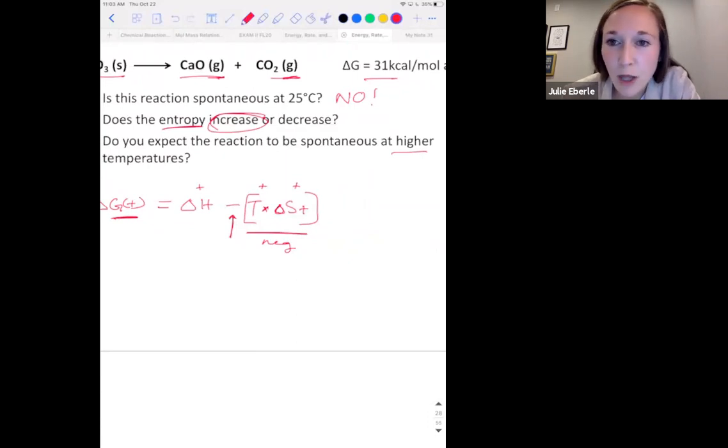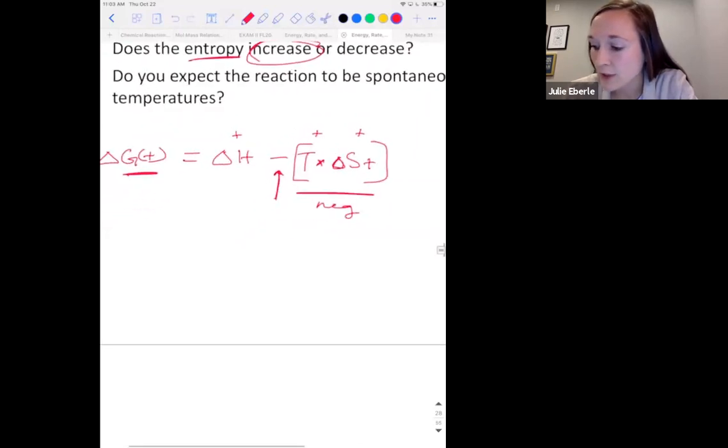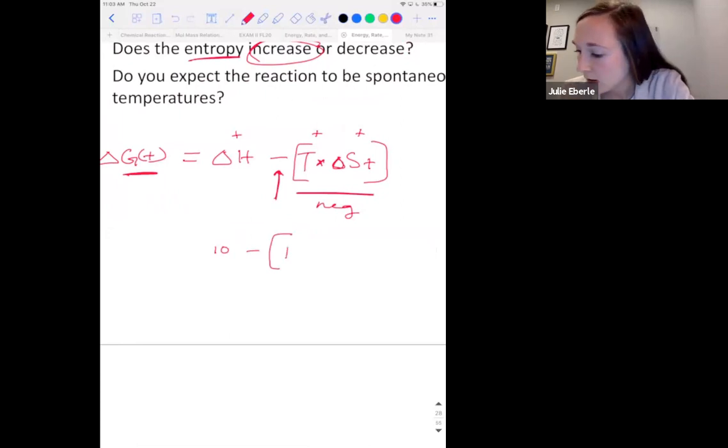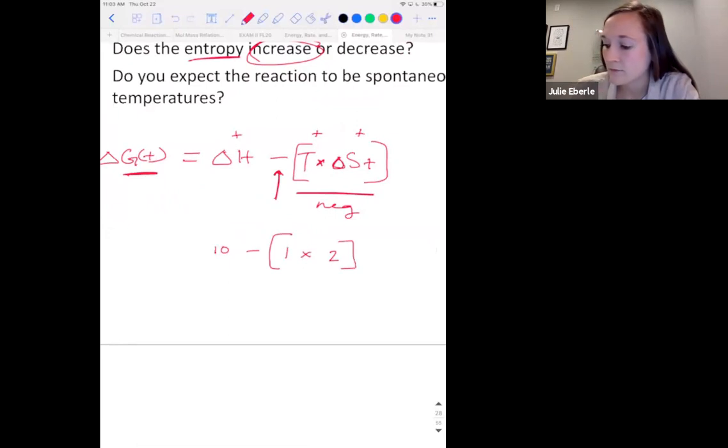I'm just going to plug in a few simple whole numbers here as a thought experiment. Let's plug in some simple numbers for our delta H, our temperature, and our delta S. I'm going to plug in a positive 10 for delta H, a positive 1 for temperature, and a simple number 2 for delta S. Just forget units right now. What value would we get for delta G?